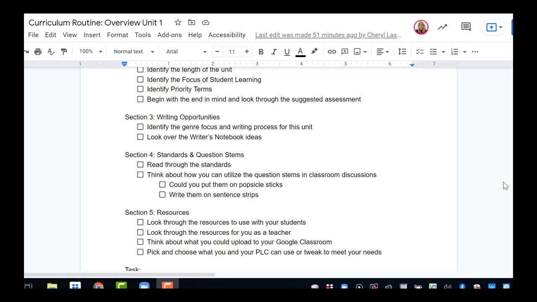All right, let's move into section 3, your writing opportunities. So here's where you're going to identify the genre focus and the writing process for the unit. And you can also look over those writing notebook ideas. Into section 4, remember you want to read through the standards and think about how you can utilize the question stems for your classroom discussion. Remember in the video we talked about putting them on popsicle sticks or even writing them on sentence strips.